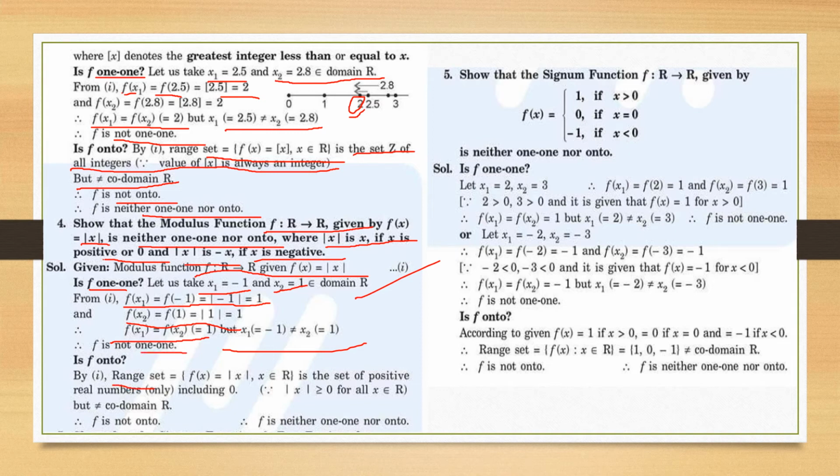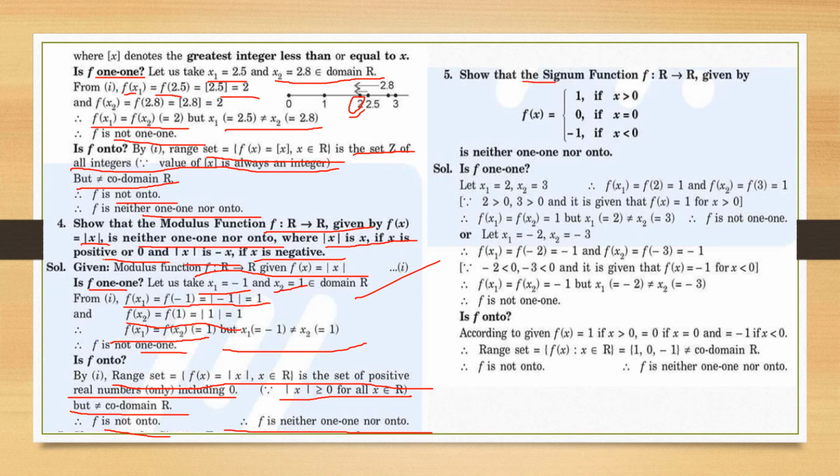See the range. Now range here will be the set of all positive real numbers, because whatever you get after operating through the modulus, you will get all positive real numbers. No doubt 0 will be there, but no negative real numbers will be there. So that means the range is not equal to codomain, that is codomain R. So it is not onto. So it is neither 1-1 nor onto.